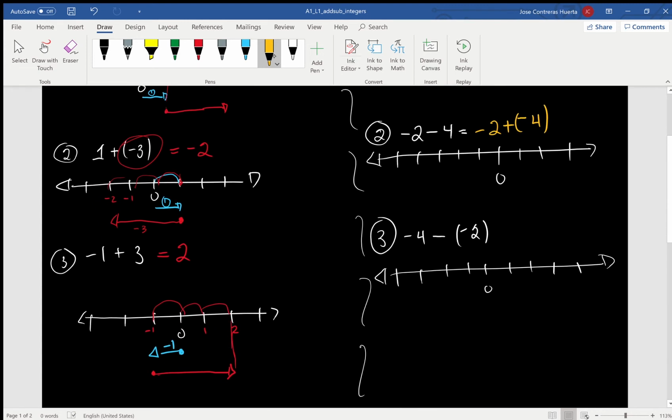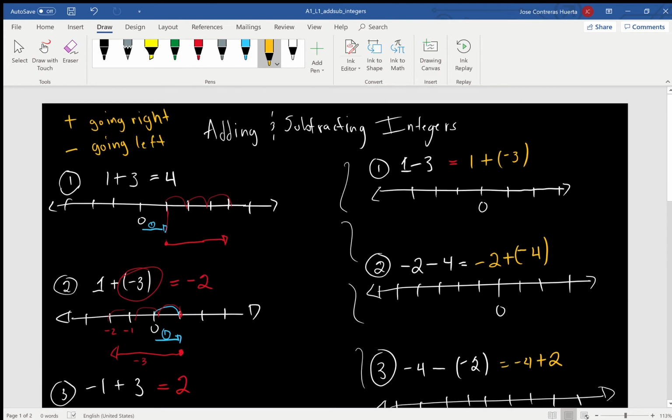Now what happens here? You have -4 minus -2. Well, remember, this negative means that it wants the opposite of whatever is after it. So what's the opposite of -2? Well, the opposite of -2 is actually +2. So this is going to be -4 plus 2, right? Because the opposite of -2 is +2.